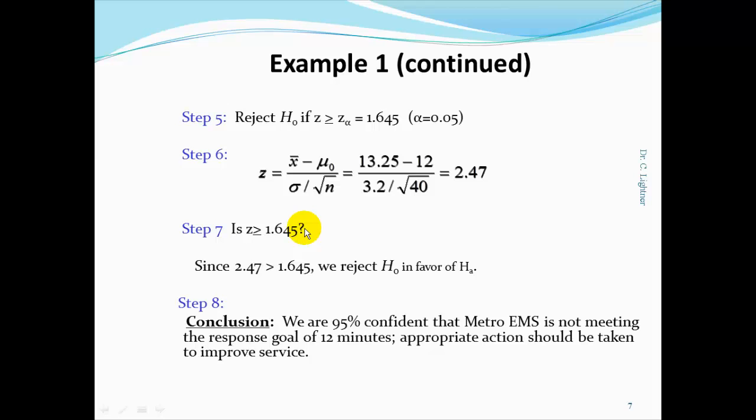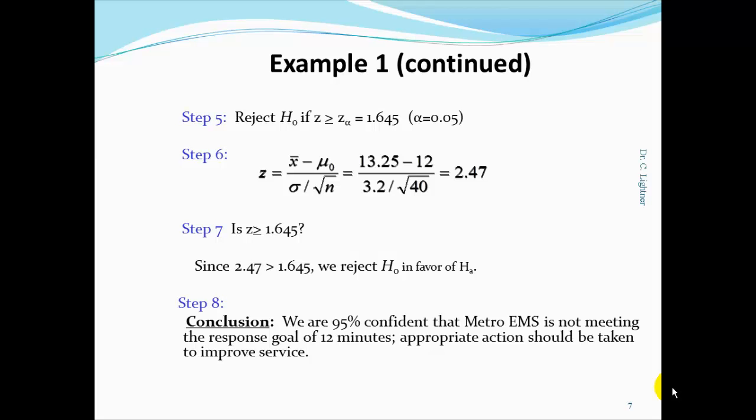In step 7, we use the value of our test statistic and our rejection rule in order to decide whether we should reject the null hypothesis. Step 5 told us to reject H0 if Z is greater than or equal to 1.645. Since our Z-test statistic was 2.47, we should indeed reject H0. When we reject H0, this means that we have found sufficient evidence to prove that HA is true.